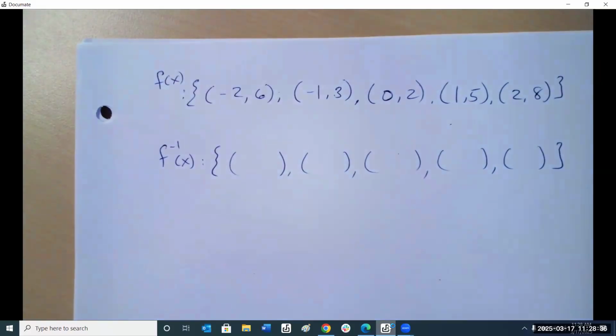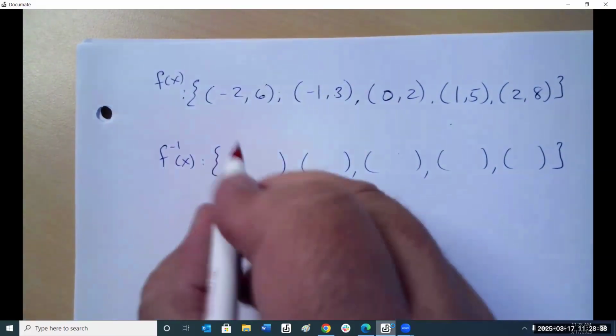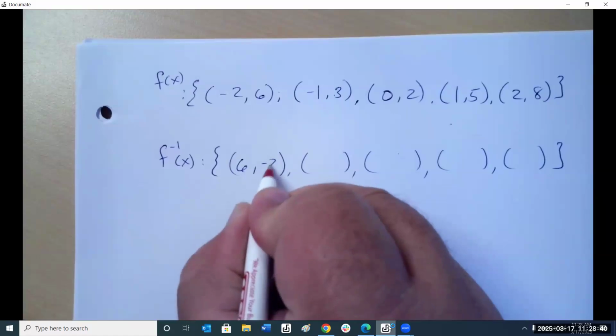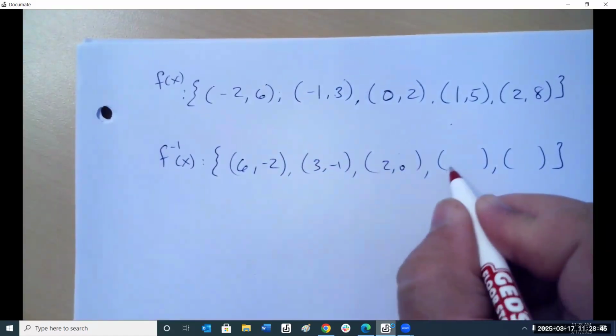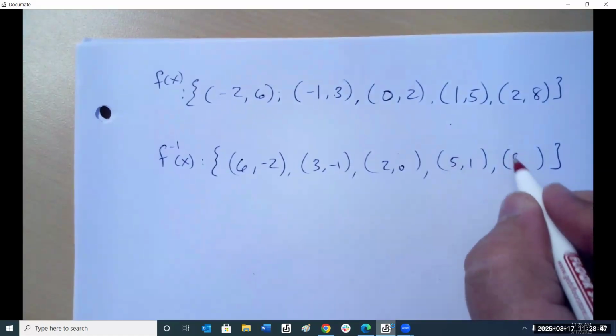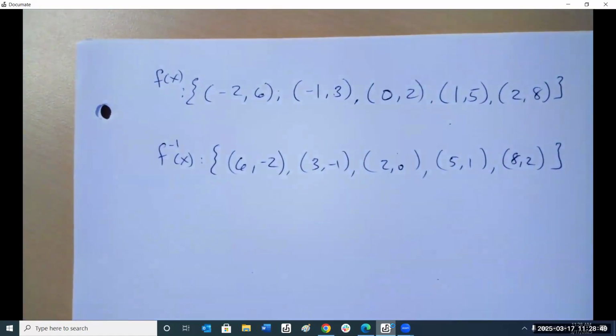Yeah, like the instruction said, first thing you do is switch x and y. Right. So that's the only thing we have between the function and its inverse.